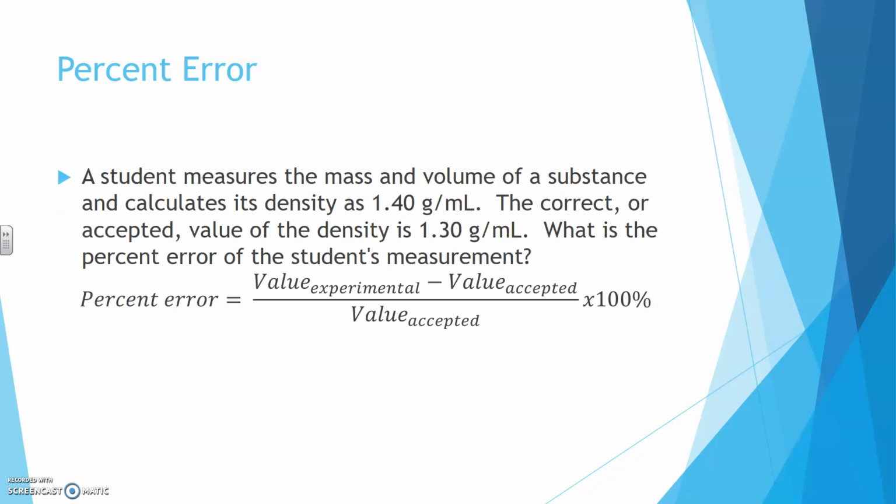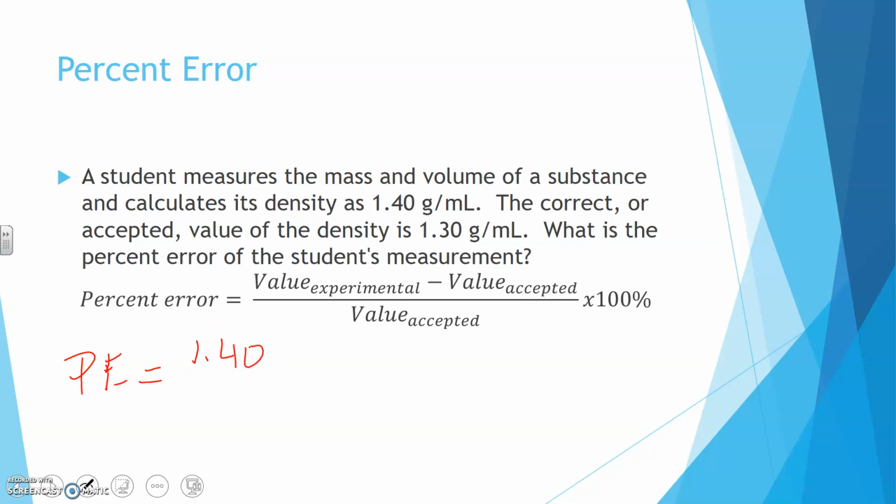So using this, a student measures the mass and volume of a substance and calculates its density as 1.4 grams per milliliter. The correct or accepted value of the density is 1.3 grams per milliliter. What is the percent error of the student's measurement? Oftentimes we will write percent error as just PE. So the experimental value, again, is the one that the student measures and calculates. That's the 1.4.